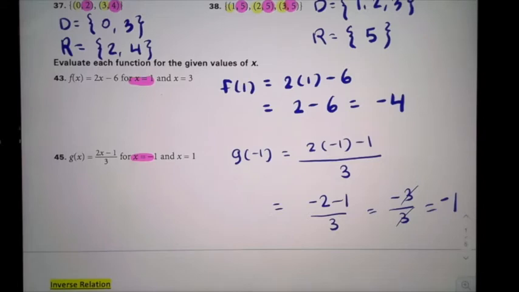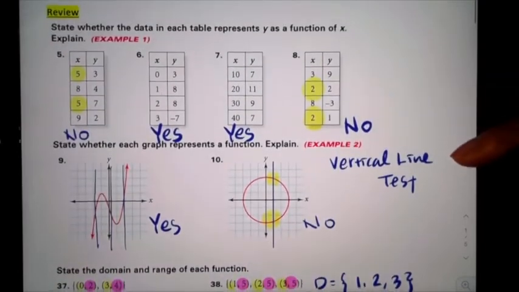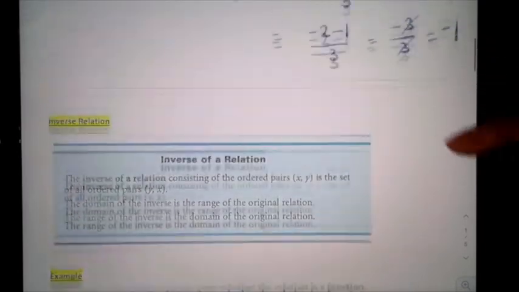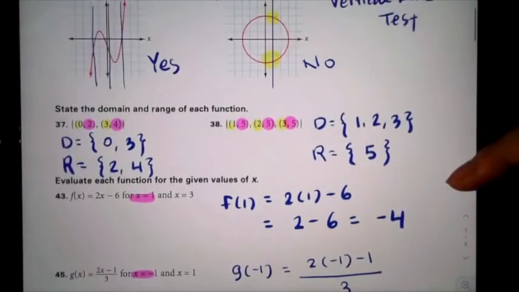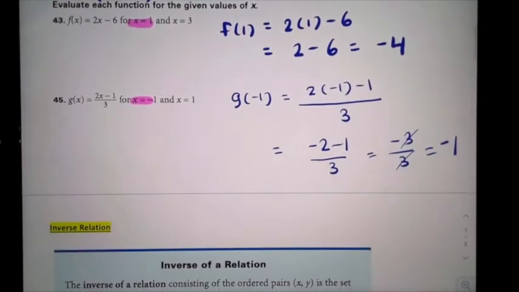Alright? So this one, do you remember that, guys? So just make sure you are fresh on this concept on your brain. Alright? So we talked about the function or not a function, vertical line test, finding domain and range, evaluating function value. Okay?